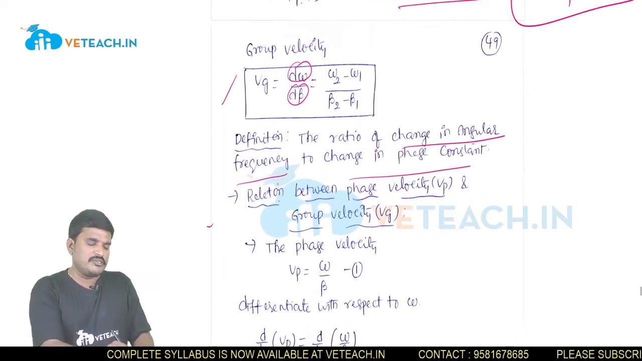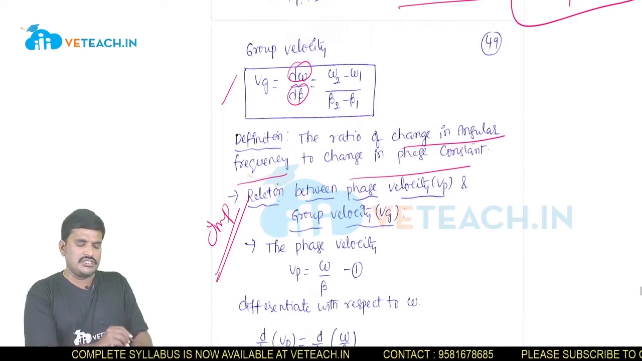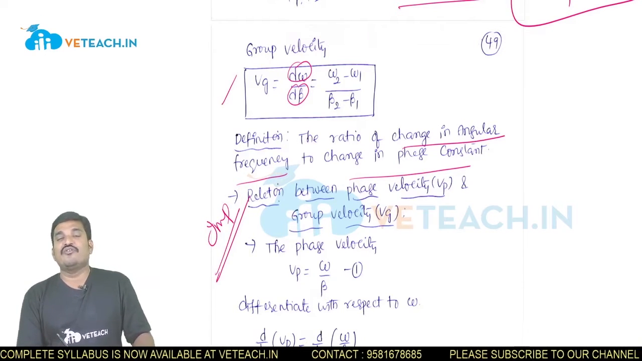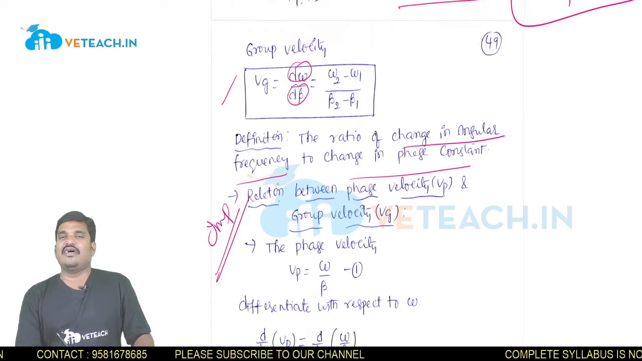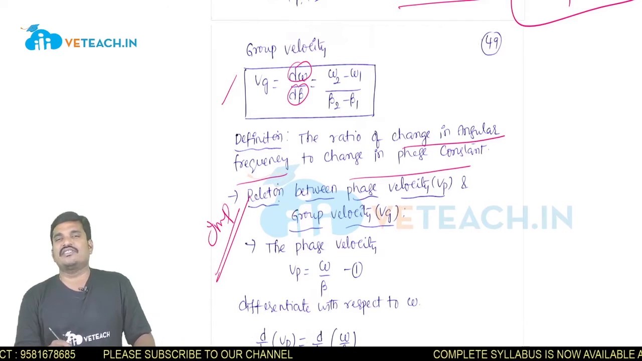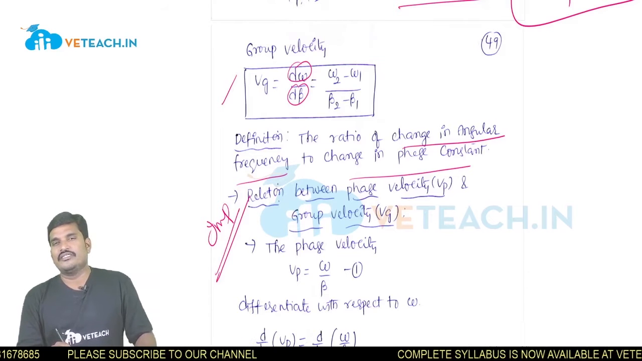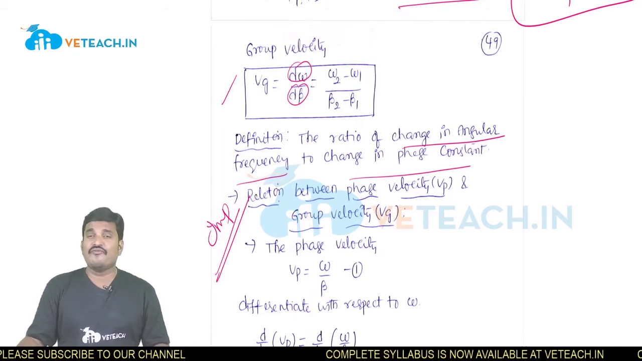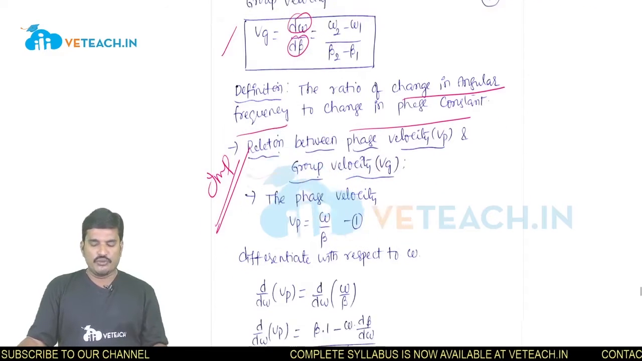Okay, many times it was given on exams: what is the relation between the phase velocity and group velocity? Because we have discussed that in the phase velocity the wave propagates with a single frequency, and in the group velocity the wave propagates with different frequencies, right? Can you find any relation between these two parameters?